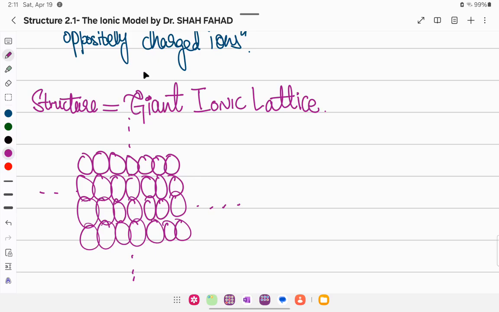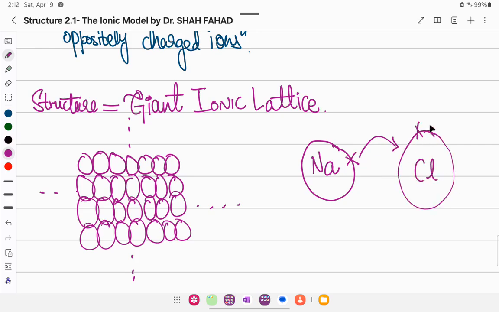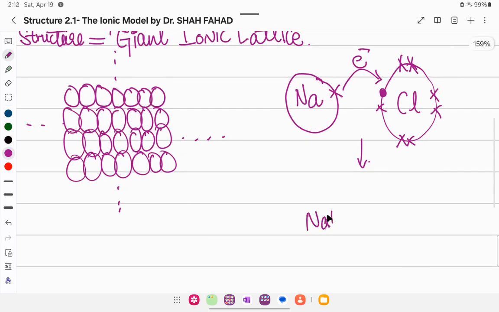Now let's take an example of sodium chloride. Sodium is a metal, right? It belongs to group 1. Sodium loses its electron to chlorine. Chlorine belongs to group 7, it's a halogen, so it's going to gain that electron from sodium. Let me just draw it like this with a dot over here. This is the electron that it gains from sodium. As a result of this reaction, we've got sodium ions which are bonded to chloride ions.